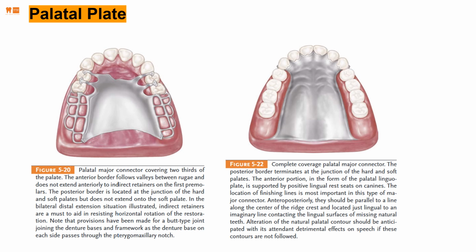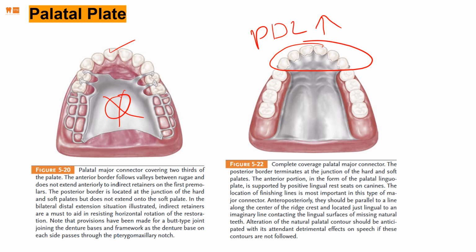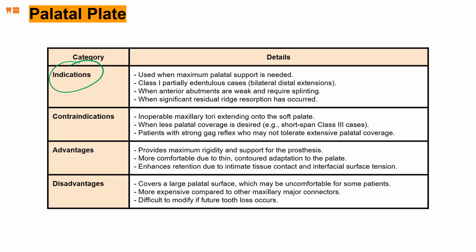This is what it looks like. These are two different variations, one that covers the cingulum and gives PDL support, and this where the teeth may be strong enough and it needs to cover this palatal surface, but there must be no tori. Remember that, guys. Okay. So indications when maximum palatal support is needed.